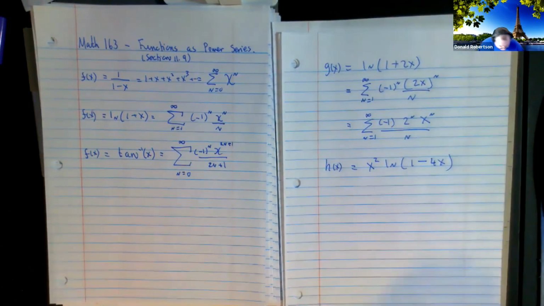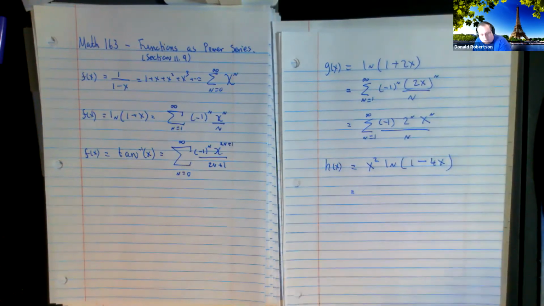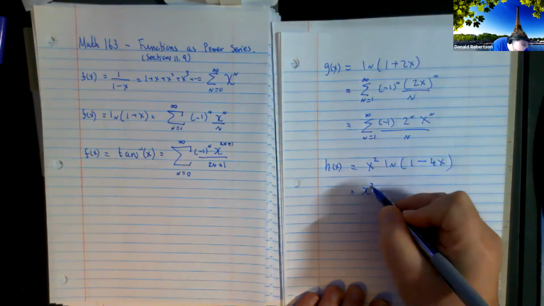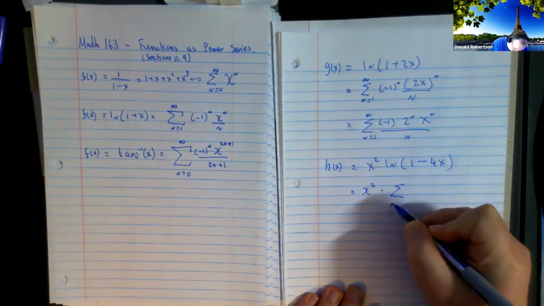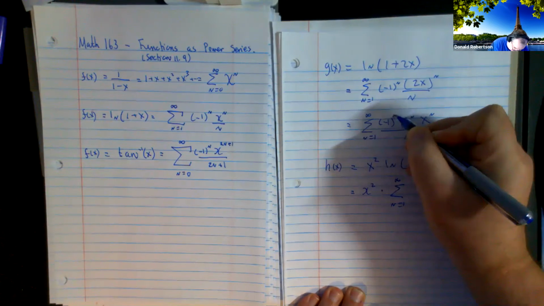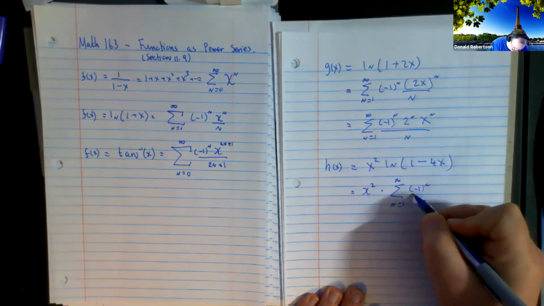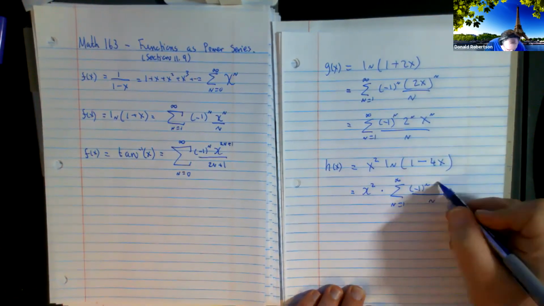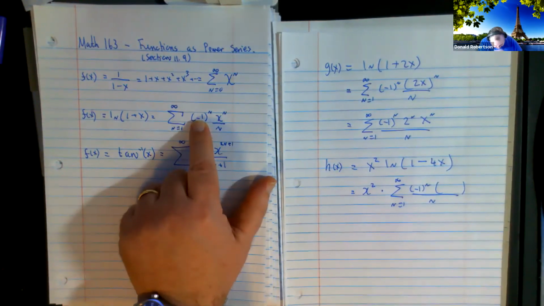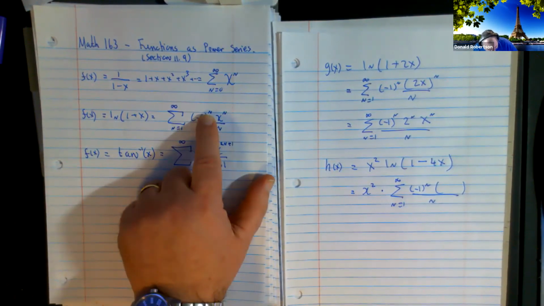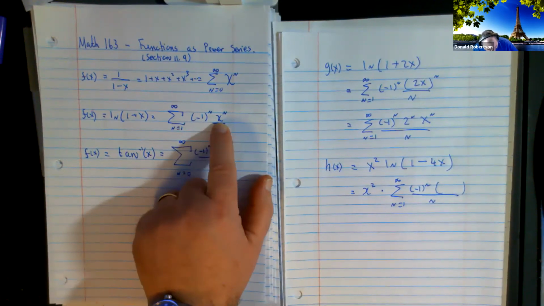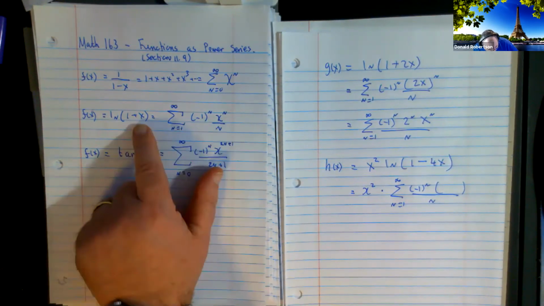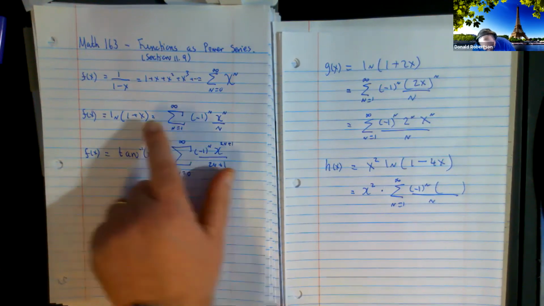Let's try some much more difficult. I want the power series for x squared, the natural log of 1 minus 4x. The x squared is fine. I kind of like that. The -1 to the n is kind of fixed, so is that n. We just have to decide, what do we replace that x by to get this fella?